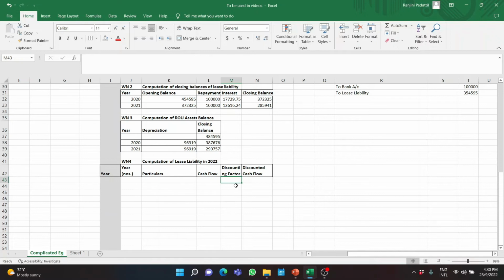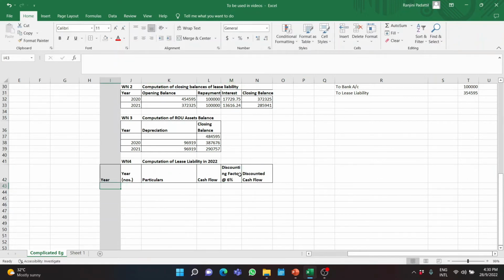When the two changes come together, you need to focus on whether there has been any change in lease term at all. If there is a change in the lease term, then you need to use the revised discounting factor. So over here, the discounting factor will be 6%. Alright, let's start. The year is 2022. 22 to 24 is the original lease term, and then we have the revised lease term from 25 to 27.